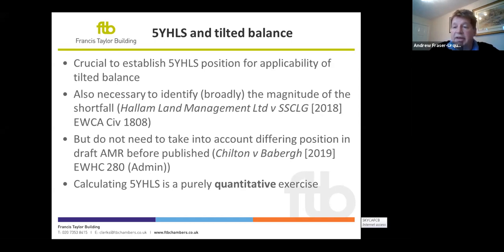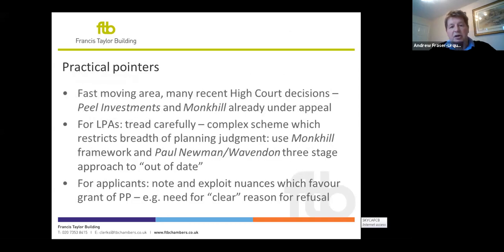Now, of course, qualitative arguments, type of housing, what the position is more generally, the position even within the distribution of housing within a local planning authority's area, all those qualitative issues can come in at the stage of working out what weight to give to out-of-date local plan policies. But the simple issue of whether or not the balance is triggered is a purely quantitative exercise. And so that really brings us to our final slide.